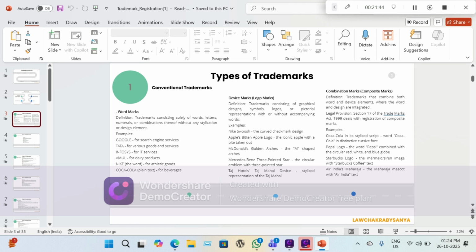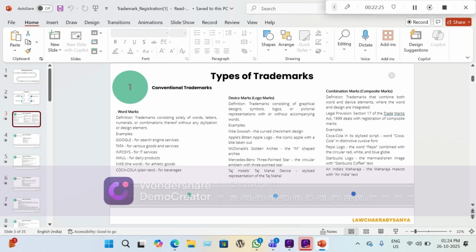Now, there are different types of trademarks. Before we understand which class it will fall into and everything, we also have to understand what the different types of trademarks are. So firstly, there are conventional trademarks. Conventional trademarks are common, general trademarks that are regularly used, that are not very shocking or surprising or difficult to understand. So in conventional trademarks, you have to understand whether it is a word mark.